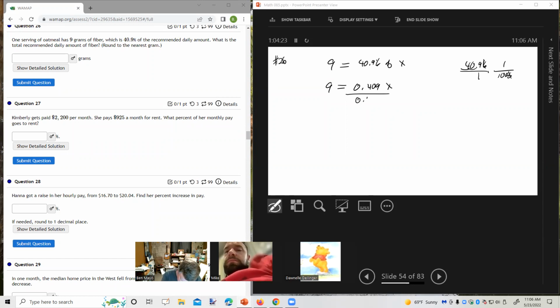So then I'm going to come back and divide both sides by 0.409. So 9 divided by 0.409. Round to the nearest gram, I get 22.00, etc. So it would be 22 grams.